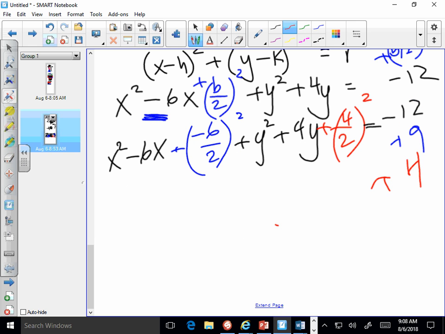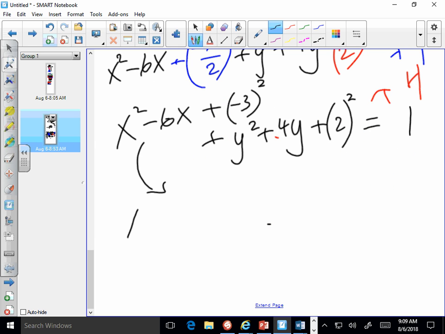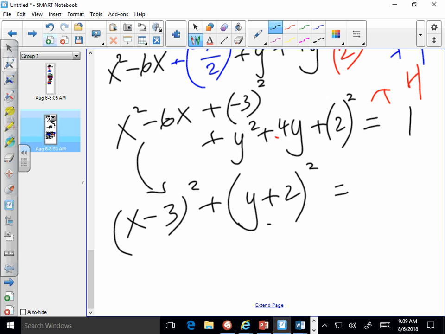So on the left-hand side, this becomes x squared minus 6x plus negative 3 squared plus y squared plus 4y plus 2 squared. And then here, negative 12 plus 9 plus 4 is 1. If I do my factoring here, I then end up with (x minus 3) squared plus (y plus 2) squared equals 1. Now that I've done completing the square twice, I can figure out the center is located at (3, negative 2), and the radius is 1, and I can draw the circle from there. Any questions about that?